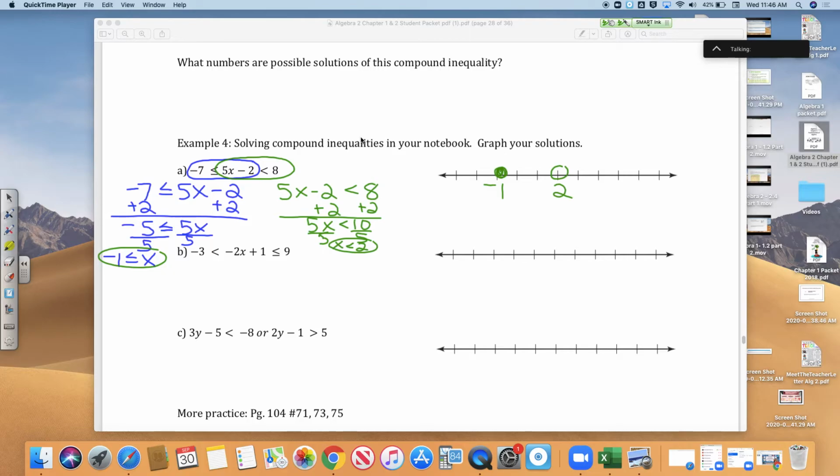Anything that is greater than or equal to -1 and also less than 2 would be in the middle here. So that would be my graph. And then my interval notation would be bracket, -1, comma 2, parenthesis. Why don't you stop the video and try letter B?